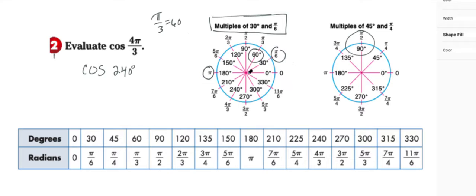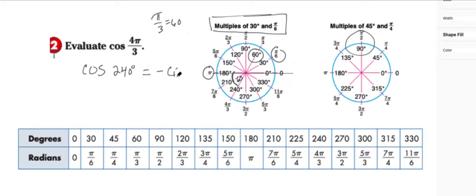You can see that 240 degrees is down here. When I think about that, I'm thinking of what's the reference angle. Remember, the reference angle is the angle that the terminal side makes with the x-axis, and that's a 60-degree angle. So if I know the cosine of 60 degrees, and then I think about its location in the third quadrant, I've got the answer to this problem. I know that the cosine in the third quadrant is negative, so I know my answer will be negative.